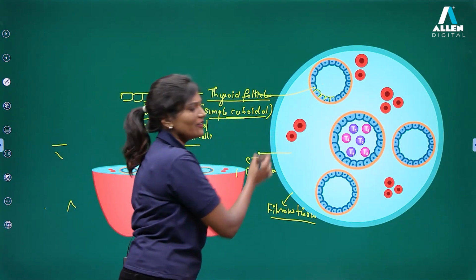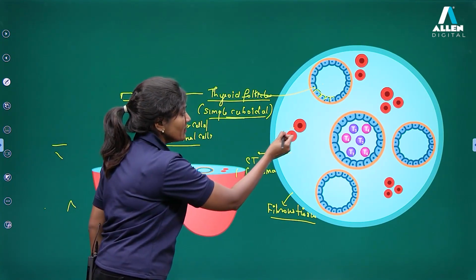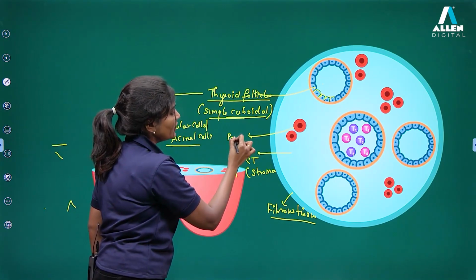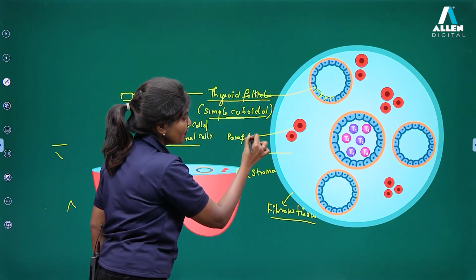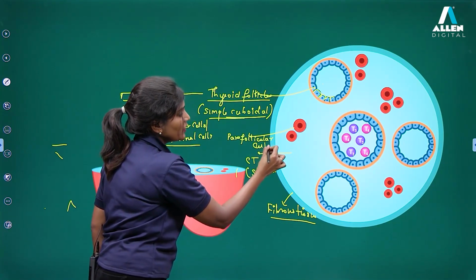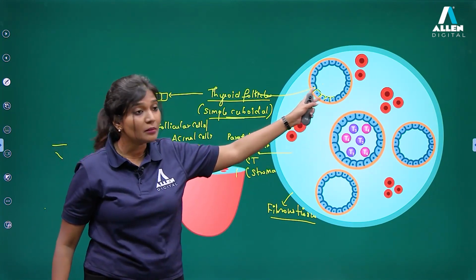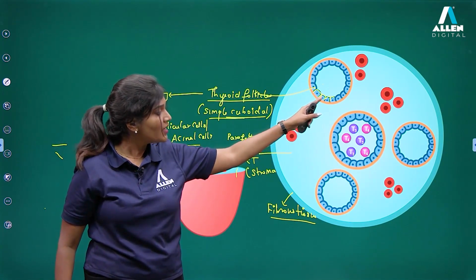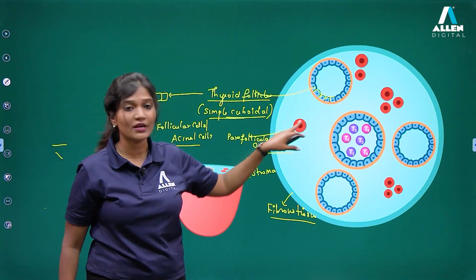What are these red color cells called? These red color cells are called parafollicular cells. Just understand it carefully. Parafollicular cells. So I can say these parafollicular cells are exactly present between the thyroid follicles, or they are present at the base of the thyroid follicle.